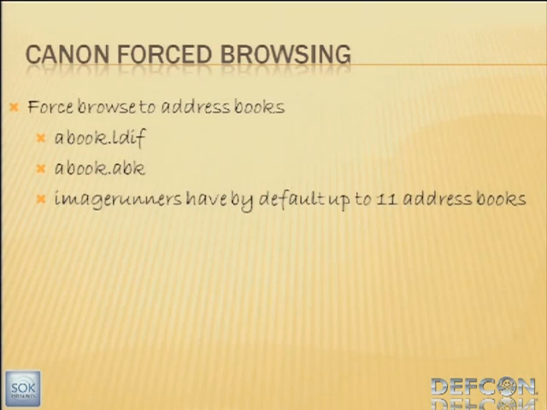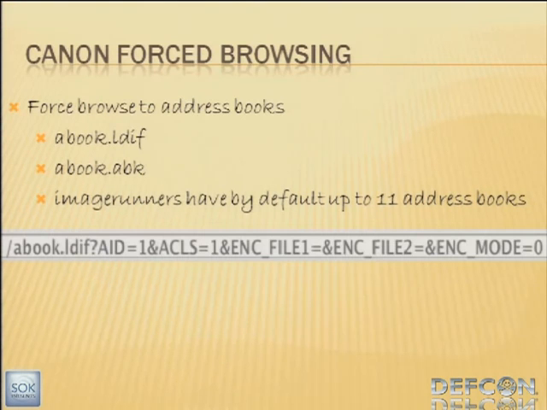Again, the extensions on this device, or the files we're after, are .ldif or .abk. Very non-standard file extension, so maybe that plays a role in why we can get access to it. The imageRUNNER actually has 11 address books, or up to 11 address books that you can query on it. So if you type in this URL, you should be able to extract it.